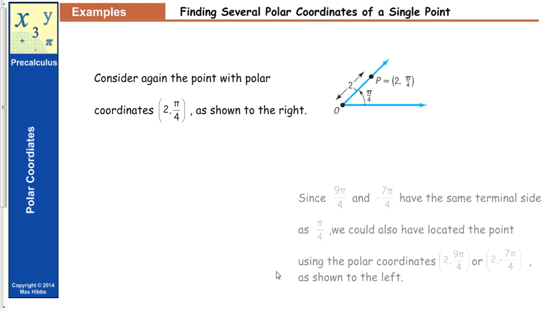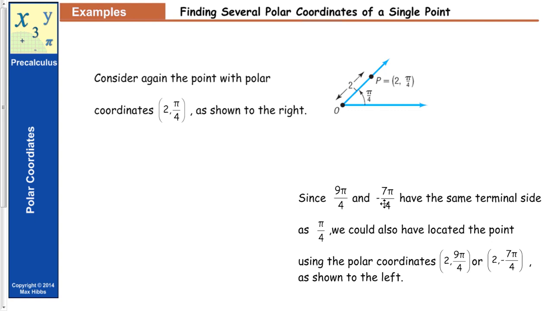So for instance, 9 pi over 4 and negative 7 pi over 4 have the same terminal side as pi over 4. I mean, 9 pi over 4, what do? We start on the initial side, and 9 pi over 4 is 8 pi over 4 plus 1 pi over 4, isn't it? 8 pi over 4 is 2 pi, so we go all the way around once to get to 8 pi over 4, and then pi over 4 more gets us to 9 pi over 4, which is exactly the same terminal side.